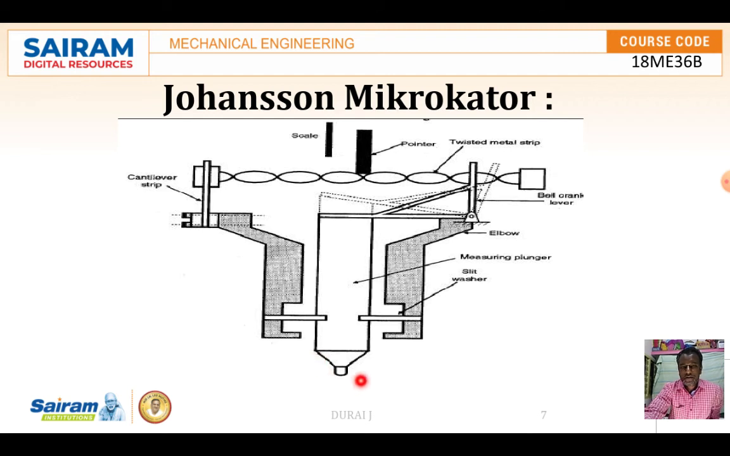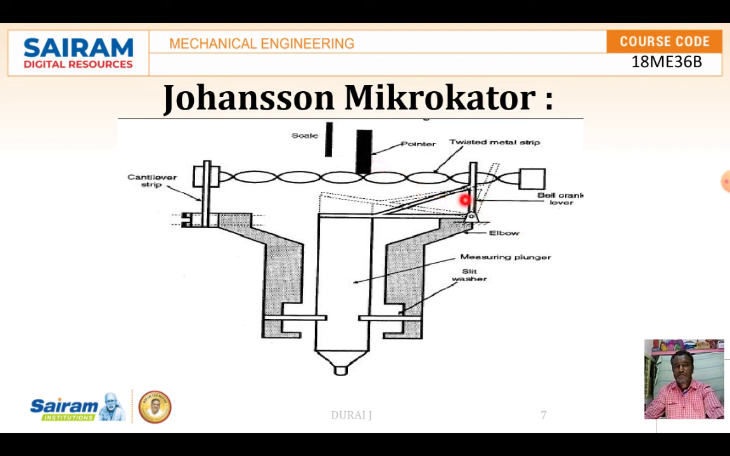Below, first, initially we are going to keep the standard device. The standard device value we can note down with the help of the scale. After that, on the standard device, we are going to keep the component. Once the component is placed, the reading will vary automatically. Here the bell crank lever changes the deflection position. So it will activate the twisted metal strip. Due to that, the pointer moves up and down. So that reading we can note down with the help of the scale.